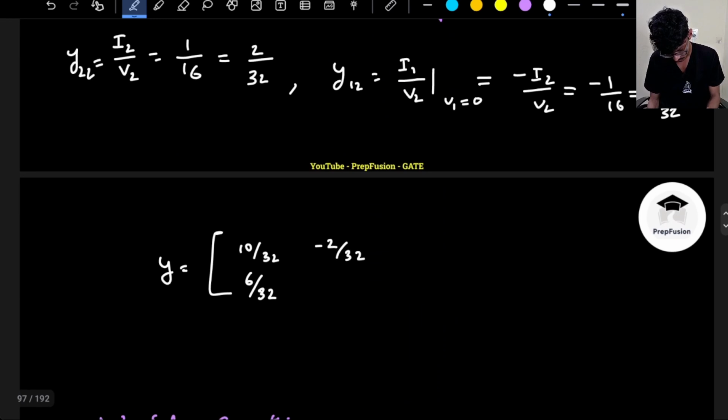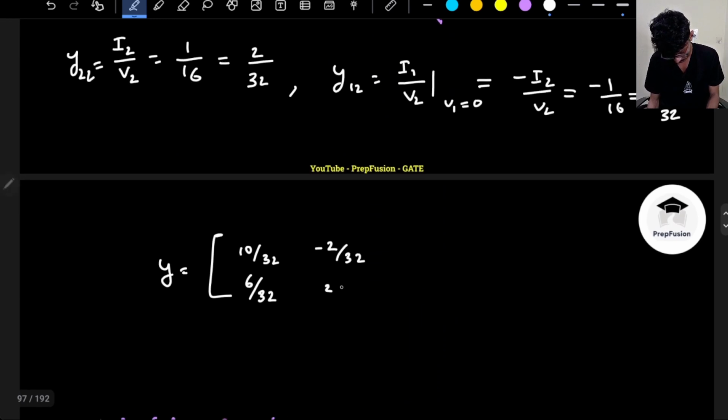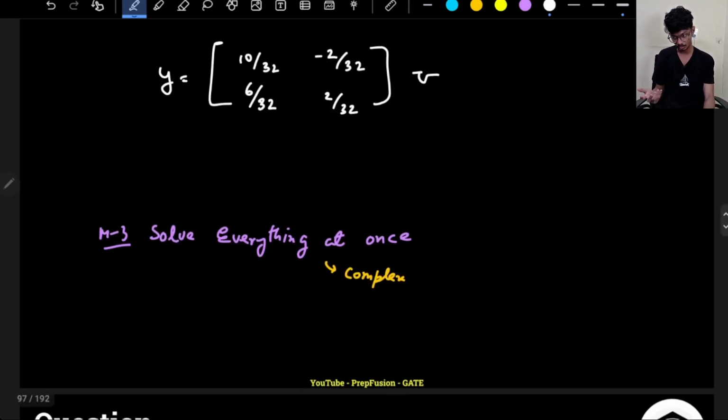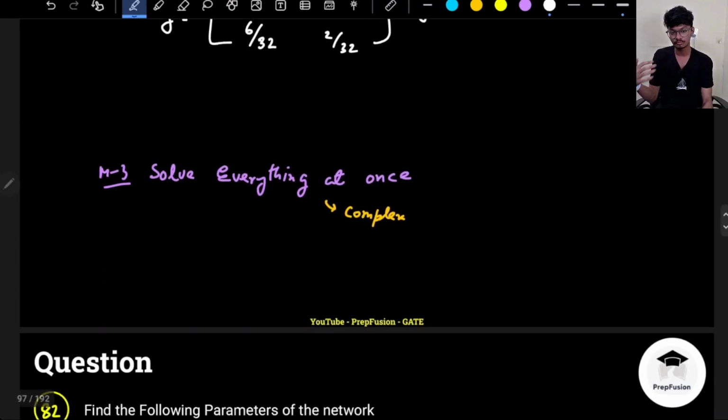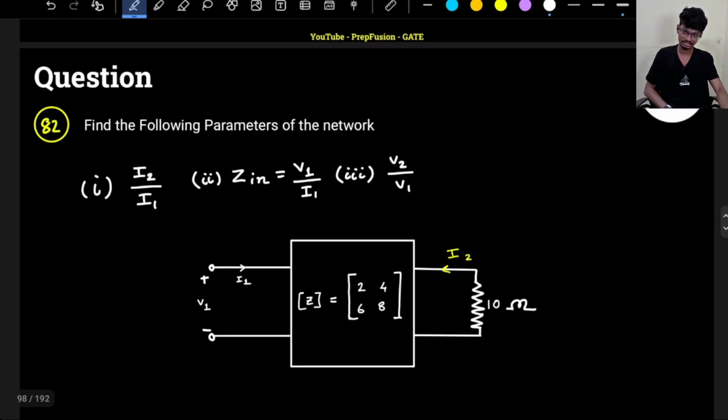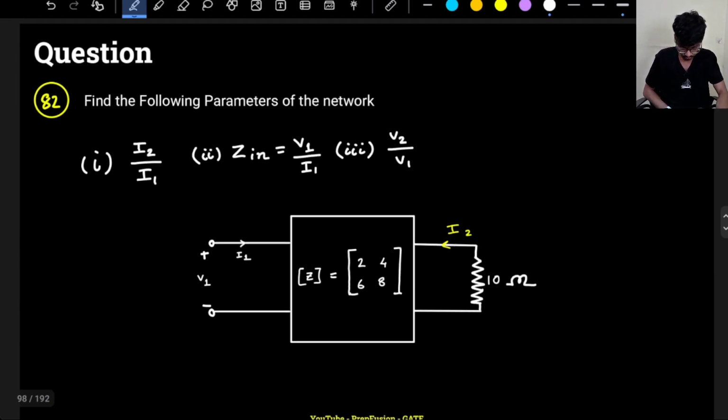y22 is minus y22 is, sorry, 2 by 32. Okay, so these are the parameters basically. This is how you can solve this question. This was a long explanation, but it is required, right? It is required because we are solving this for the first time, so it will take us time, and that is fine. So let's solve this next question.